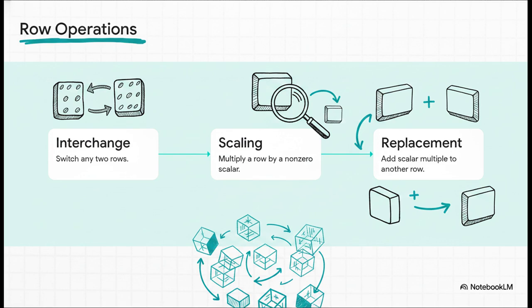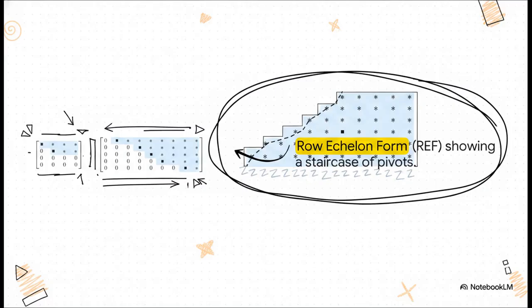What's truly fascinating here is that these 3 elementary operations let us completely reshape the matrix without ever changing the actual underlying solution of the system. If we keep applying these steps, it transforms our messy matrix into row echelon form, or REF. Just look at that highly satisfying descending staircase of leading non-zero numbers. We call those numbers pivots. Notice how everything below and to the left of a pivot becomes a 0.